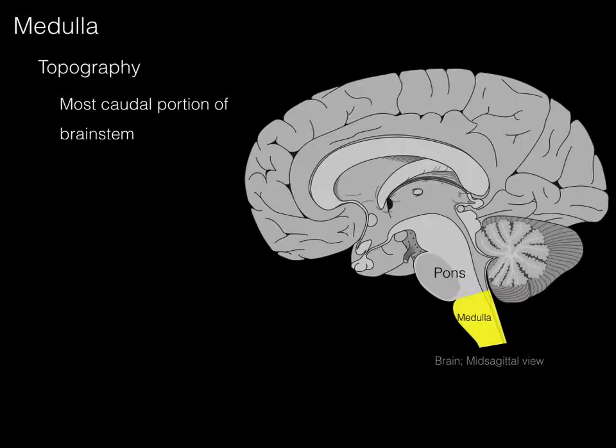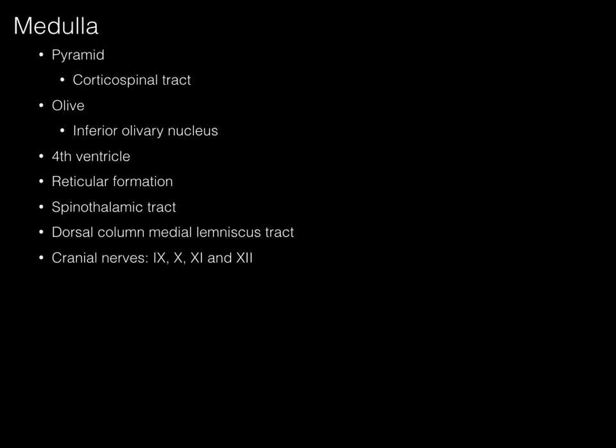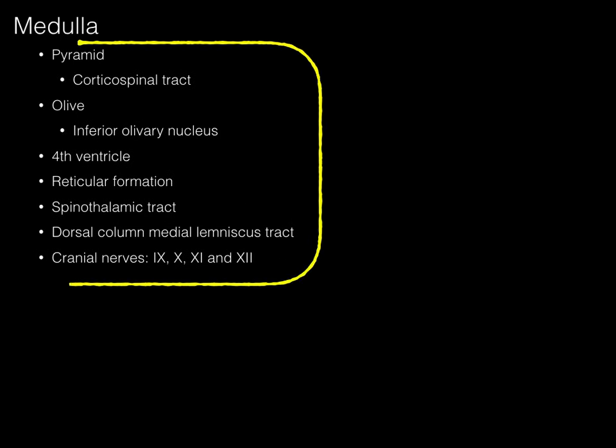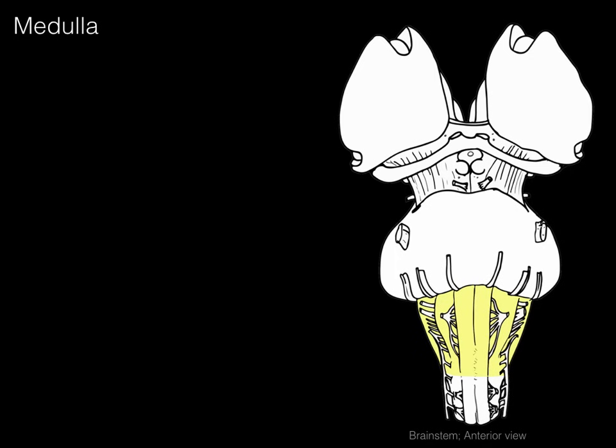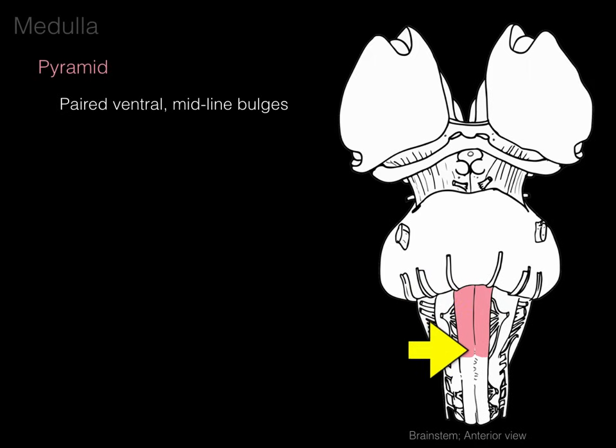Now, let's talk about the medulla, also known as the medulla oblongata. This is the most caudal portion of the brainstem, right there. It's below the pons, and it's between the pons and the spinal cord. And so here are the structures, the internal and external structures that we are now going to talk about with regards to the medulla. Here's an anterior view of the brainstem and the medulla, and then in pink, there's the pyramid. And it's these paired ventral midline bulges that course the length of the medulla.